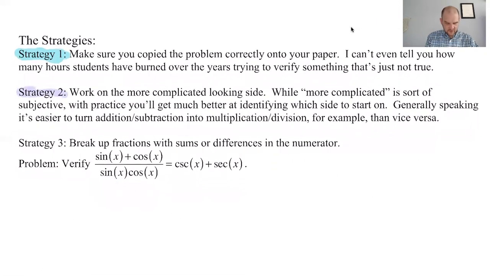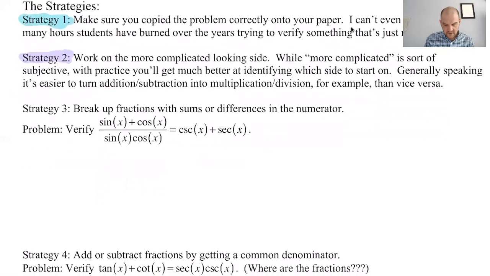Now, the next strategy you won't really understand until you get going, but it is to work on the more complicated side. It's hard to tell which one is more complicated, I think. But very, very generally speaking, it's easier to turn addition or subtraction into multiplication or division. Because what you do is you get a common denominator, and in the process you multiply denominators. You turn it into multiplication. It's much easier to turn those two operations into the other two than the other way around. But again, it's not a hard and fast rule. Sometimes you do one, sometimes you do the other.